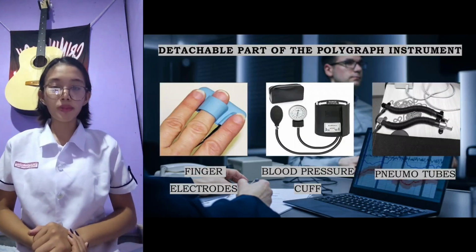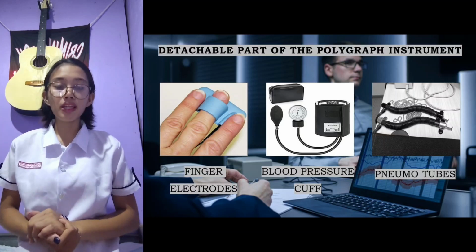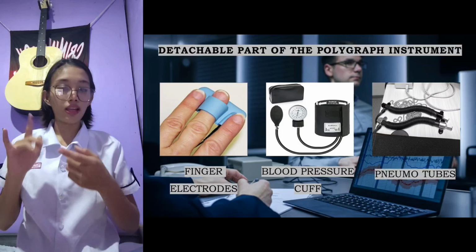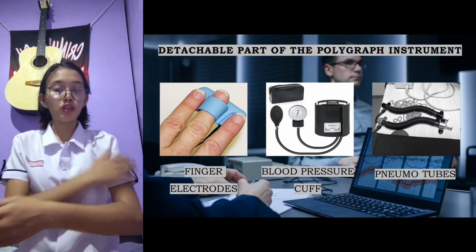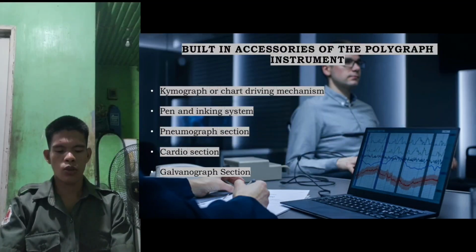The detachable part of the polygraph instrument. So, kapag sinabi natin detachable part, ito yung mga natatanggal na part in the polygraph machine, such as finger electrodes, blood pressure cuffs, and the pneumotubes. Next is... So, what are the built-in accessories of the polygraph instrument? Chemograph or chart driving mechanism, a chart roll arbor, idler roller, pen table paper, guides, sprocket roller, cutting bar, off and on power switch, synchronous motor.